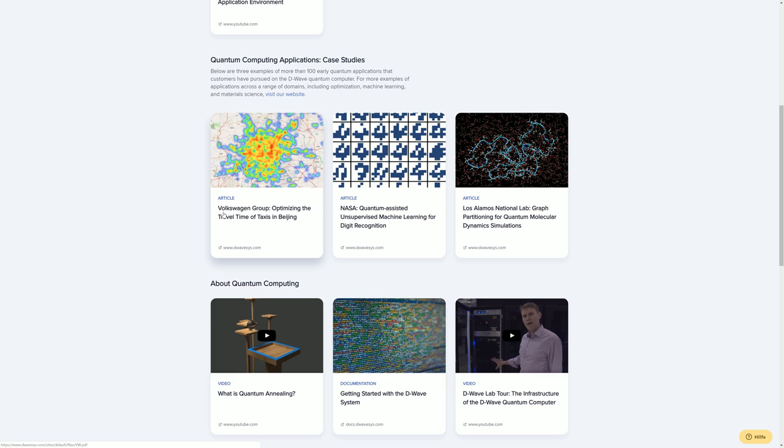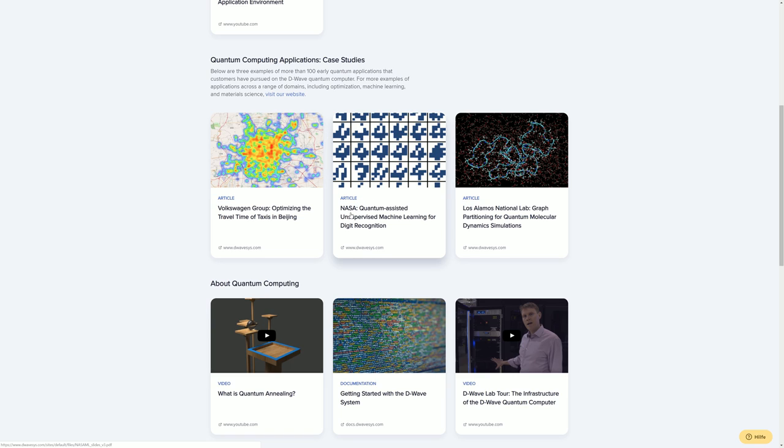Volkswagen is a German car manufacturer. They're actually optimizing the travel routes of their taxis in Beijing, the travel time of their taxis in Beijing. So they're optimizing it with a quantum computer, which can solve it very fast, and you can optimize many different parts of your company's operation.